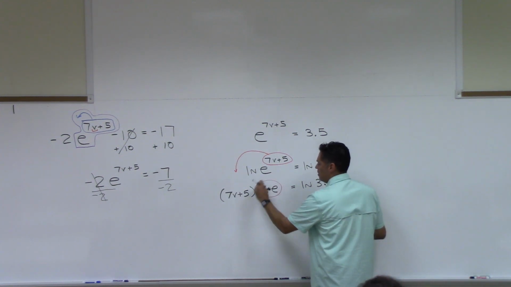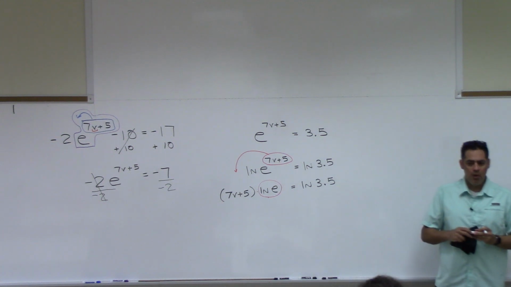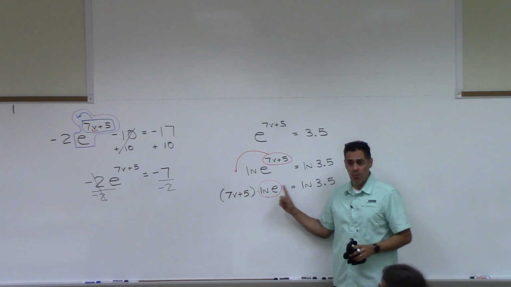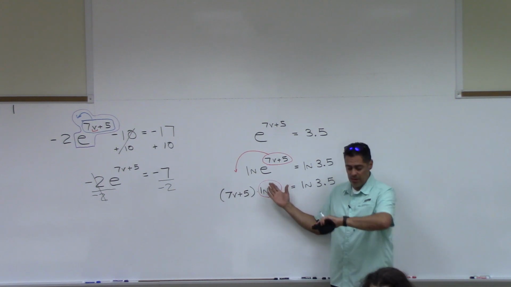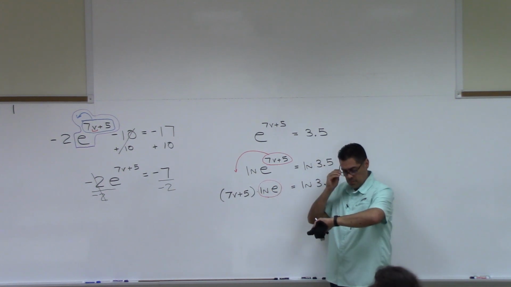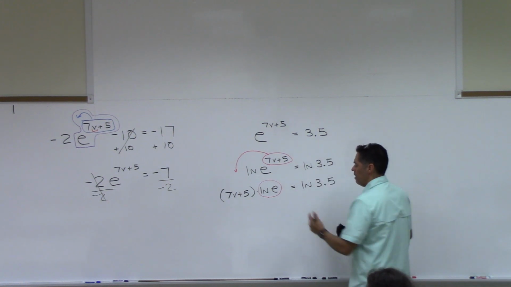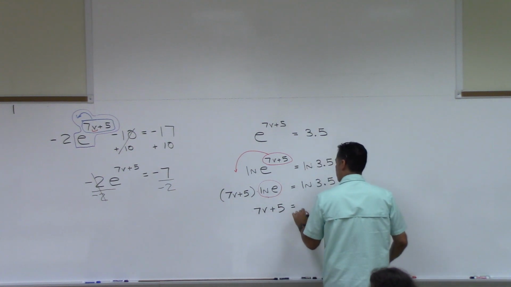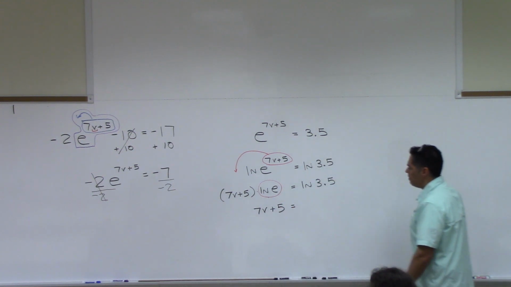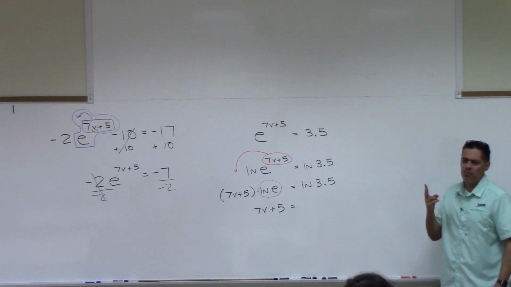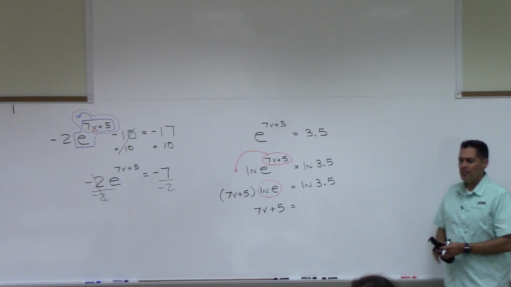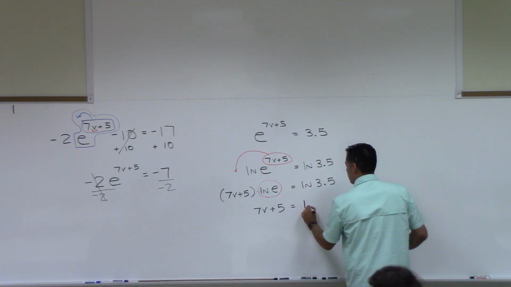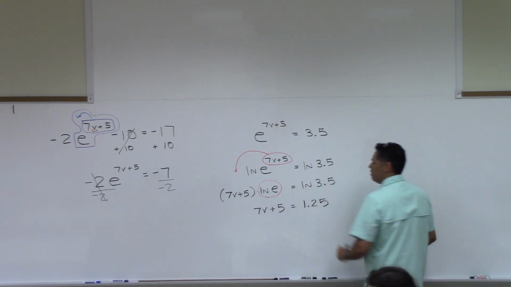And this is 1. That's the thing you have to remember. When you have the natural log of e, it turns into a 1. So really we can just ignore it, all right? Now we have 7v plus 5 equals, go ahead and do this on your calculator. Natural log of 3.5. Let's round it to 2 decimal places. 1.25. So 1.25, is that okay with everyone?